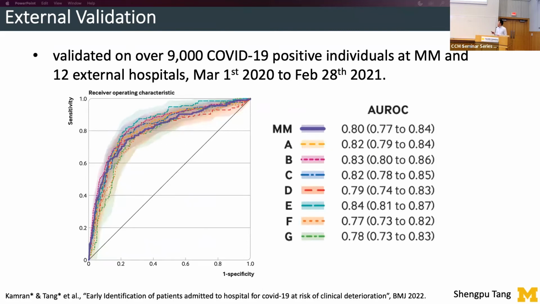So let's look at the overall results. The MCURES model in the end was evaluated on over 9,000 COVID-19 patients from these 13 institutions who were admitted during a 1-year period. In terms of the discriminative performance, our model performs consistently well across both the internal and external cohorts, achieving AUROC scores of around 0.8.